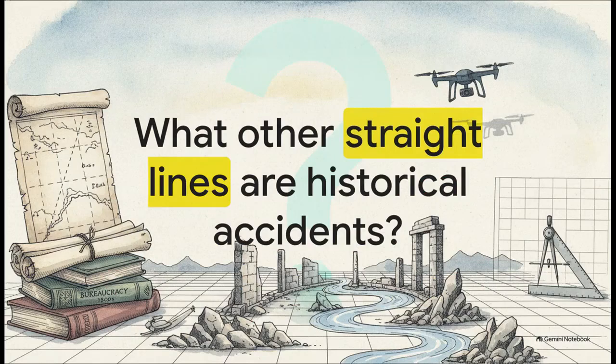As we wrap up this explainer, I really want to leave you with a thought to chew on. We've just seen how massive state borders, things that seem so permanent, so absolute to us today, were really just lines drawn on a grid to solve a bureaucratic logistical problem back in the 1800s. It makes you wonder, doesn't it? If our borders are just lines drawn to solve historical problems, what other straight lines in our lives are just historical accidents? What other rules, boundaries, or structures do we just accept as permanent simply because someone a long time ago needed a quick solution?